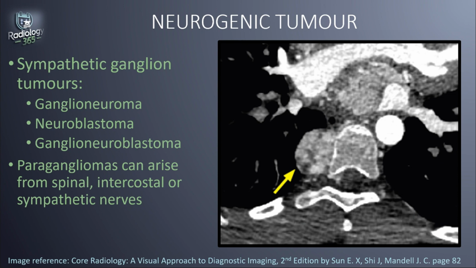Paragangliomas can arise in the paravertebral compartment of spinal, intercostal, or sympathetic nerves. Now in this image, it's a contrast enhanced axial CT, and it shows a paravertebral mass with heterogeneous areas of necrosis consistent with a paraganglioma, and this along the sympathetic chain.